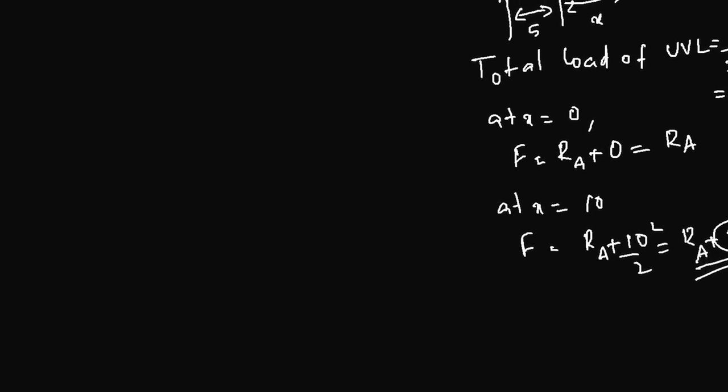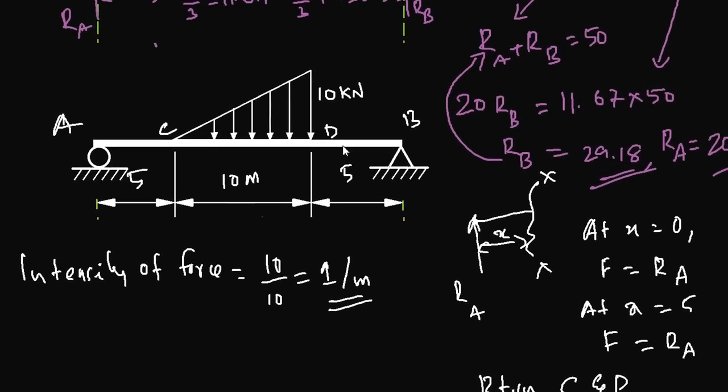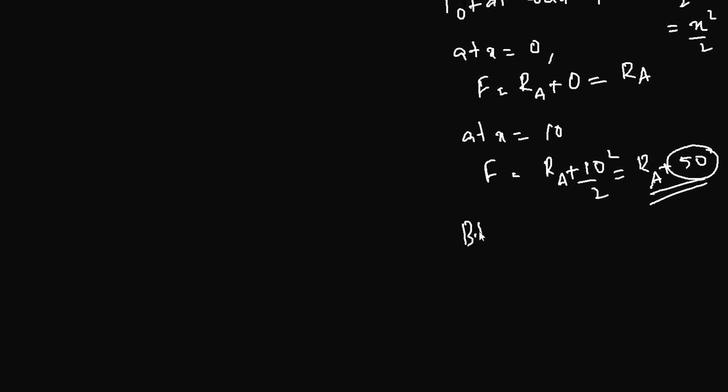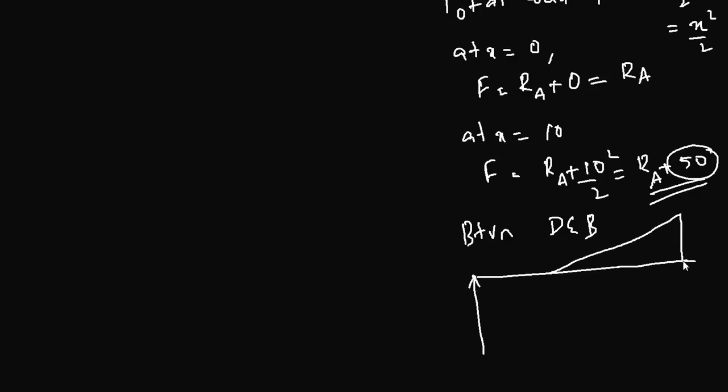We will come to that later on. Now you take your section between D and B. So between D and B, what you have is your section here, and let's take this distance x, and this as 10 and this as 5.